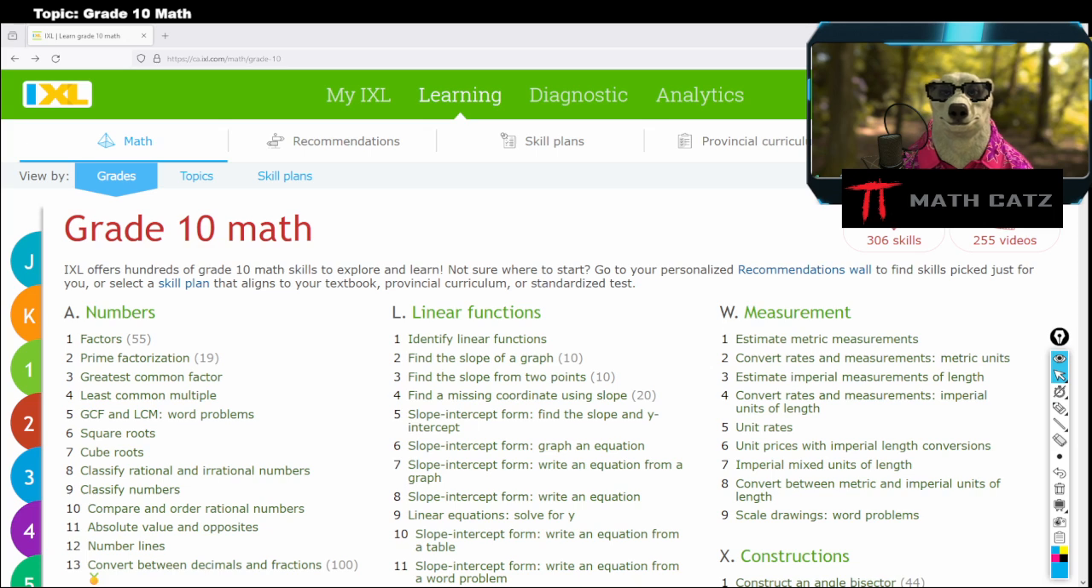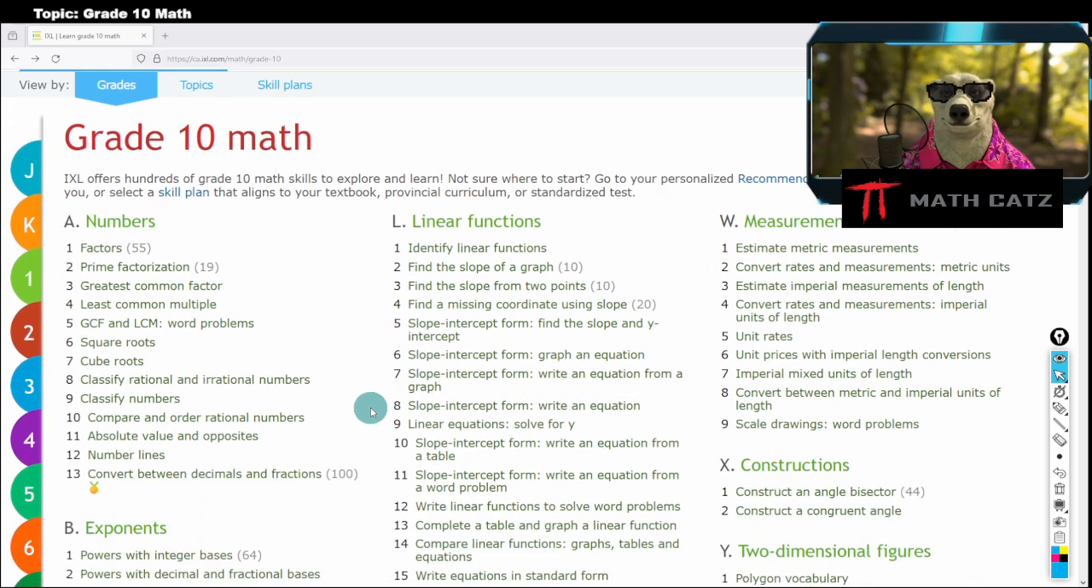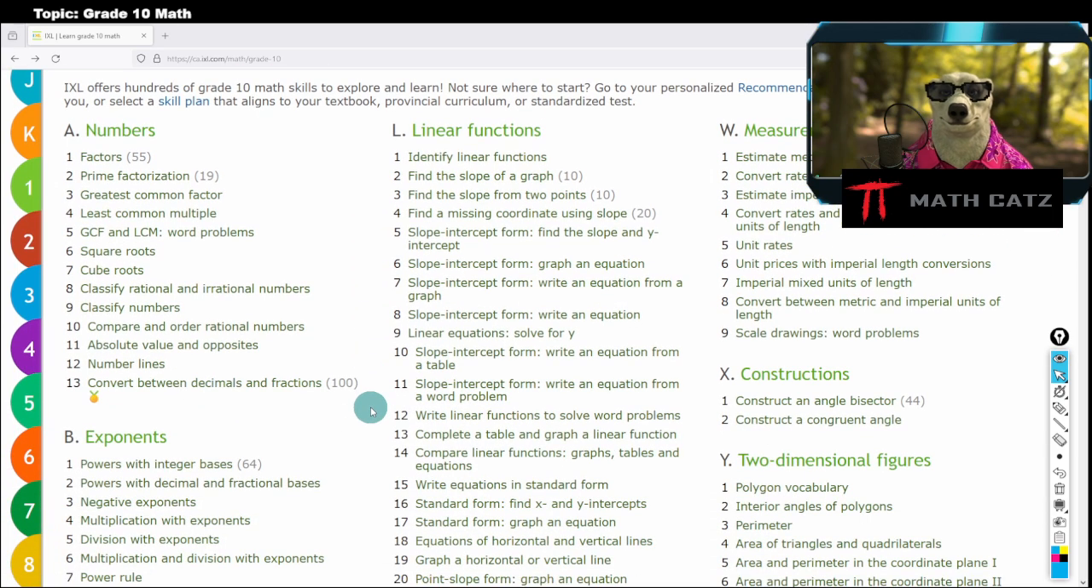Hello and welcome to another MathCat session where we're going to talk about grade 10 math, exploring linear functions a little bit further. We're going to use IXL to generate some examples for us to help our discussion. Feel free to explore that or any other platform or textbook that you want or have. But it is important to practice much more than what we're going to do here.